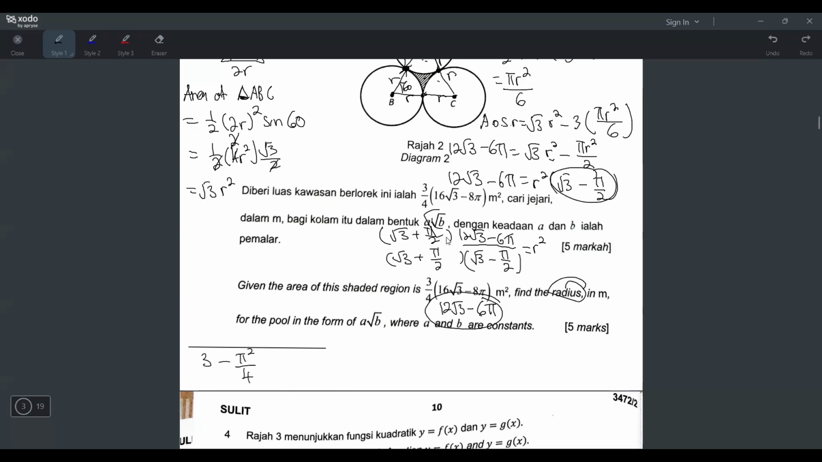Okay, now for the top, this one also you have to multiply. So first you take square root 3 times 12 square root 3, which you end up getting 12 bracket 3, because when you take square root 3 times square root 3, the square root you can cancel. And then square root 3 times negative 6 pi, which is negative 6 square root 3 pi, right? Okay, next one, pi over 2 times 12 square root 3. When you take 12 square root 3 times pi, it will be 12 pi square root 3, but divided by 2 so can cut. So you are left with plus 6 pi square root 3. Is it correct? 6 pi, yeah, correct. 6 pi square root 3.